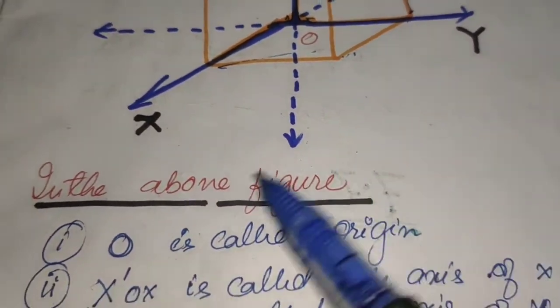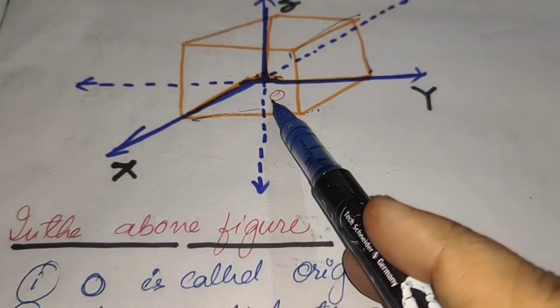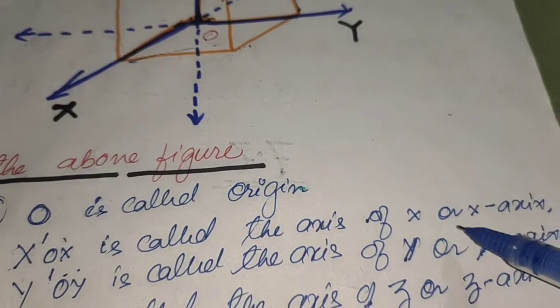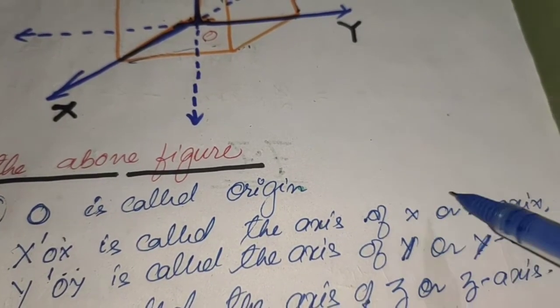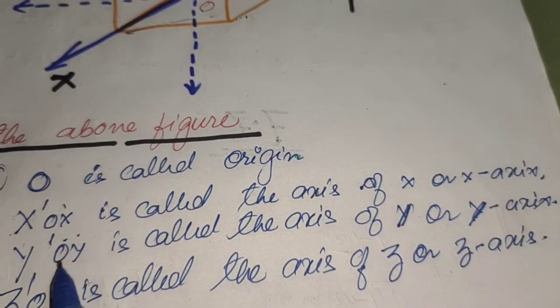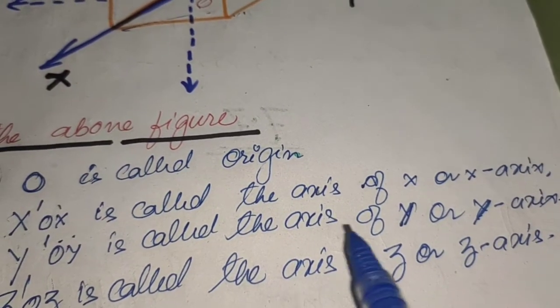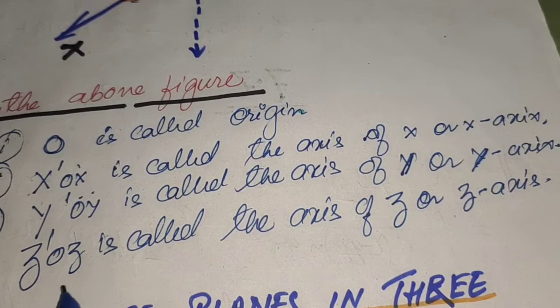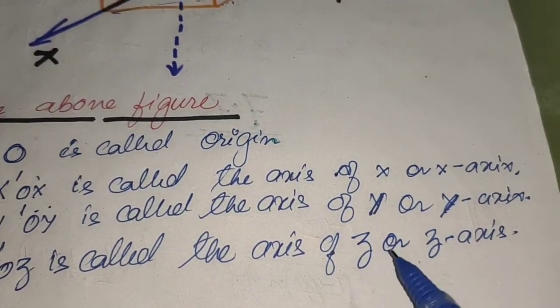Okay, in this above figure, O is called the origin. This is the origin. X dash OX is called the axis of x or x-axis. Y dash OY is called the axis of y or y-axis. Z dash OZ is called the axis of z.